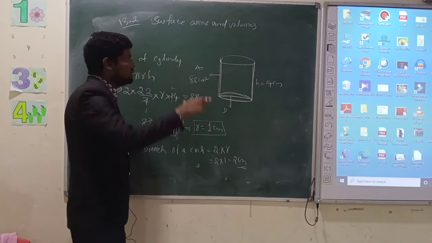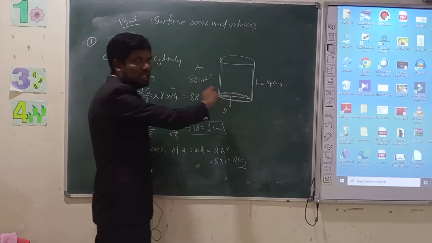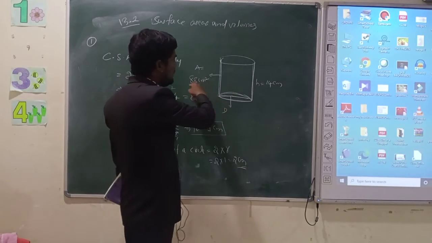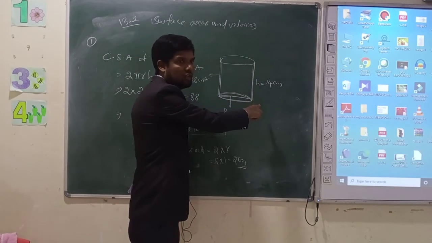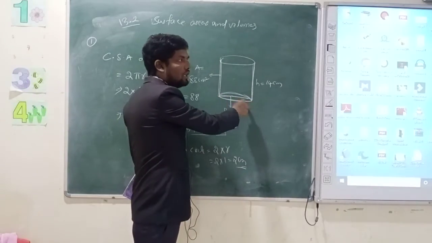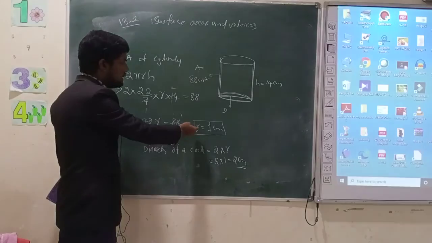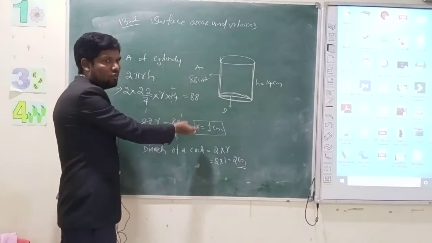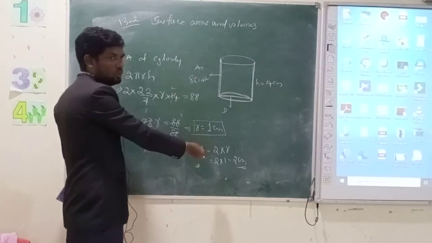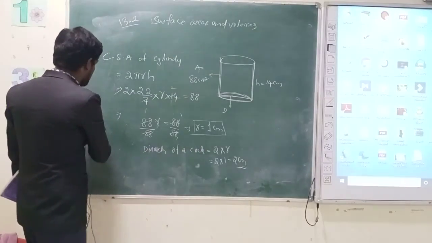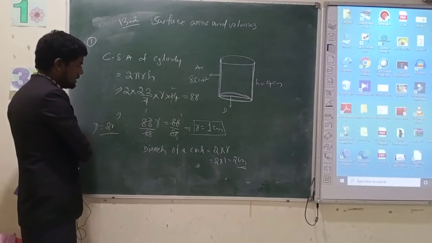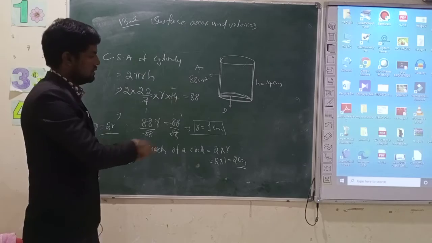What we have done here: the question they have given the curved surface area of a cylinder, and height also they have given. They have asked us to calculate the diameter. So for that, by using the formula, we have calculated the r value, that is radius. If you want to calculate the diameter, multiply by 2. Diameter is equal to 2 times radius, right? Okay. Do this.